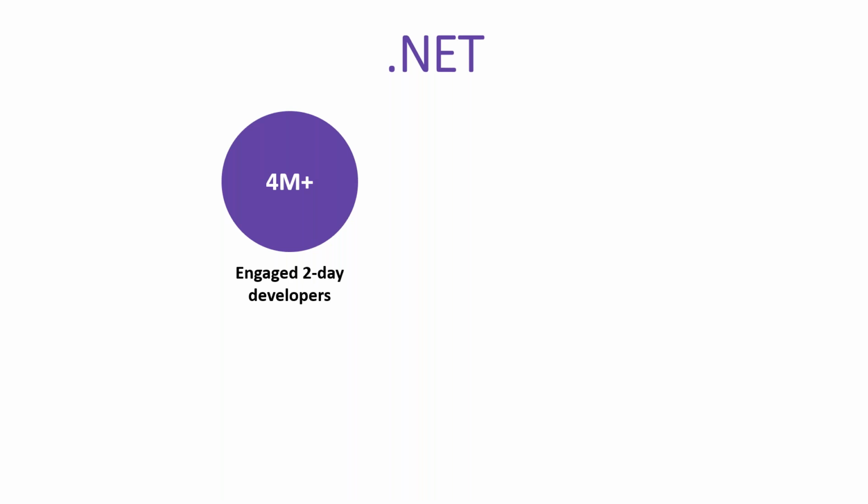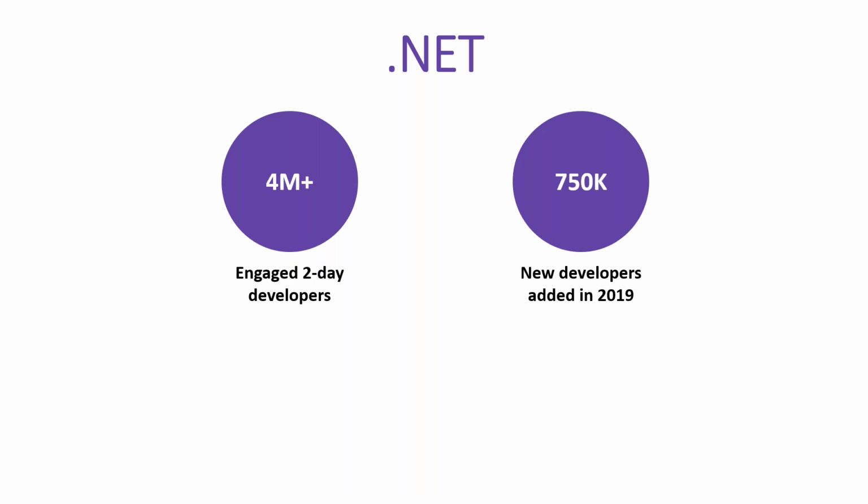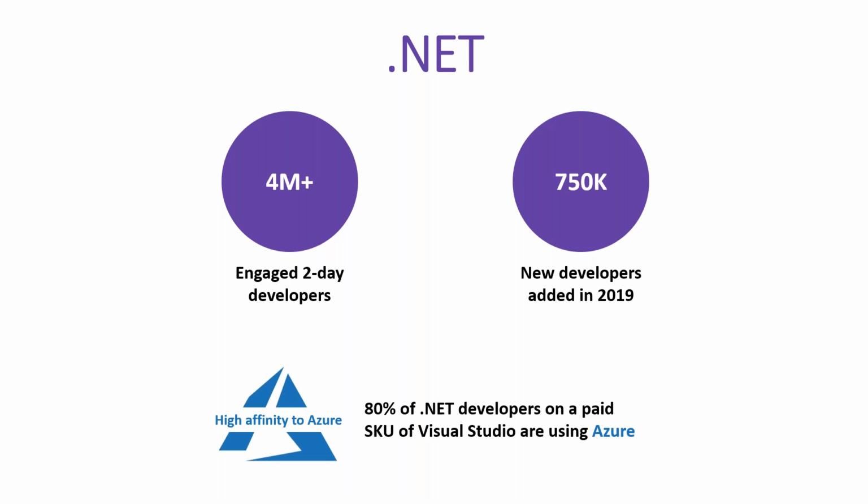So let's start here with .NET. There are some metrics that Microsoft has to be able to track that. Now, Microsoft can do that when people log on, but there's an estimate now, 4 million plus engaged 2-day developers. And when it says 2 days, I'm thinking it's either 2 days a week or 2 days a month. But anyway, the most important thing is just the raw number that Microsoft knows that there's an engagement by that many developers. And then in 2019, there were additional 750,000 new developers added. And of course, people fall off, but people are still adopting .NET as a platform for development.